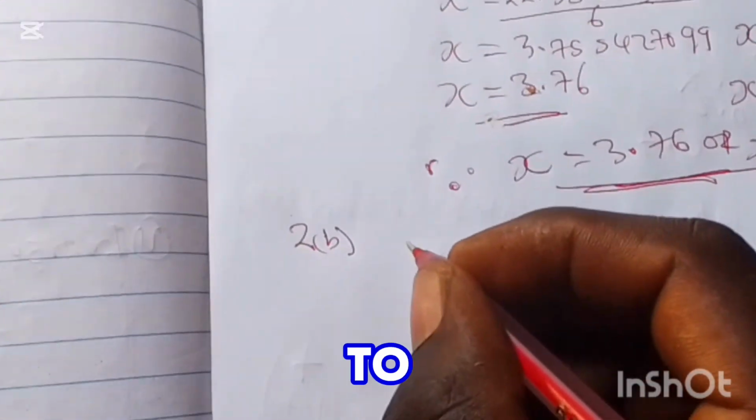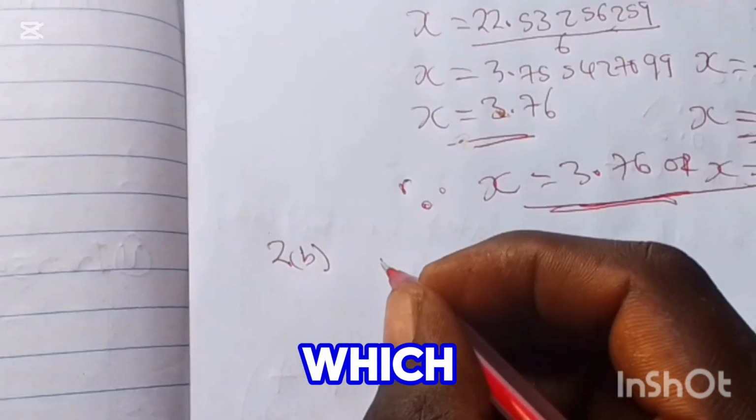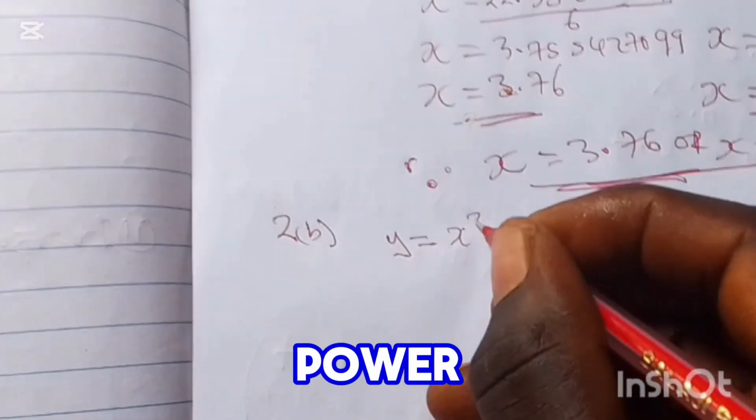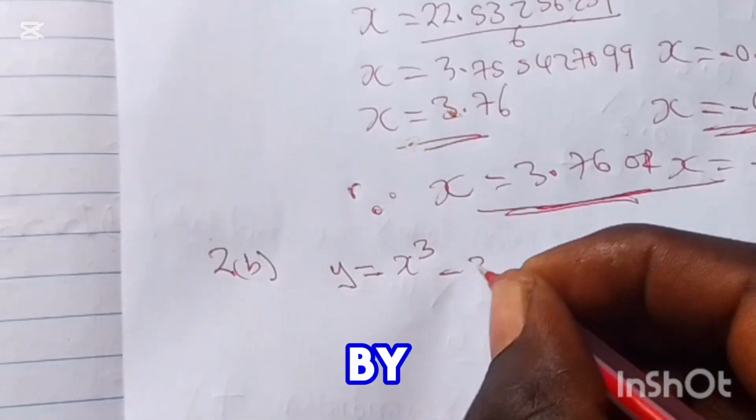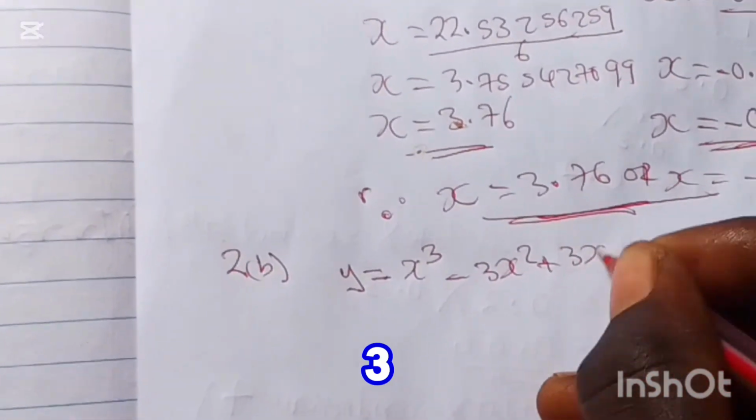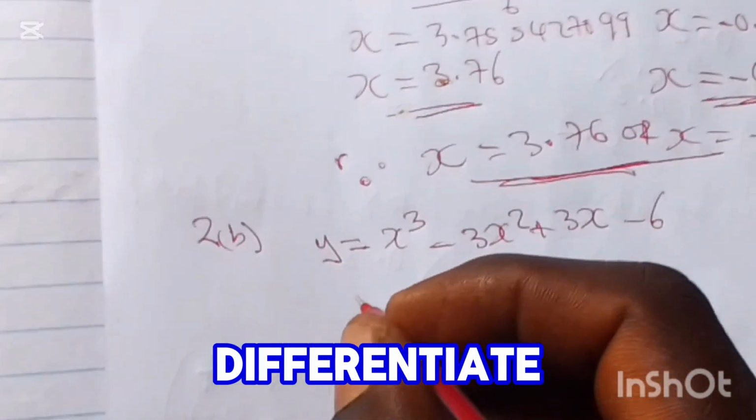So we need first to write the curve which we have been given, which is y is equal to x power 3 subtract by 3x power 2, then plus 3x minus 6. So we need first to differentiate this equation.